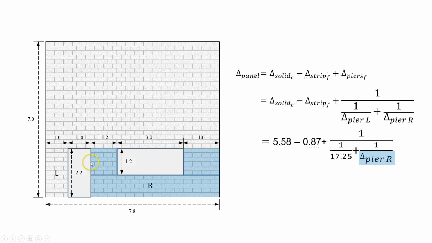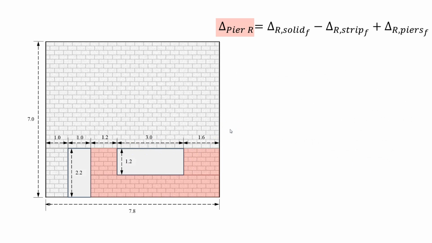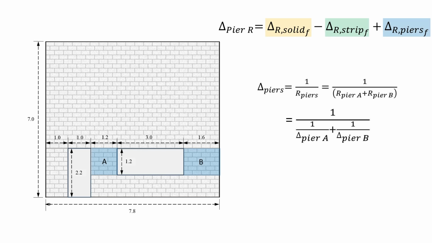So when I sub these into my expression, I still have an unknown here. We need to look at the deflection of this pier and take the second opening into account. When I look at this, it's the exact same process. We just do it again. To get the deflection of that pier with the opening, we start by taking the deflection of the solid pier. We subtract from that the deflection of the strip that encompasses the opening. And then we need to add in the deflection of those two piers named A and B. And to get that, we take the inverse of the rigidity and we add those two rigidities together to get the total rigidity. And so now we're looking at straightforward rectangular sections in all of them.